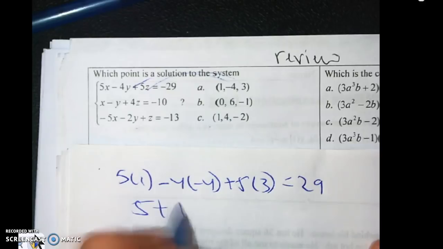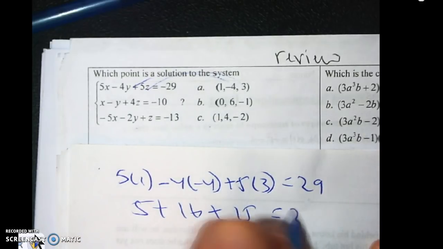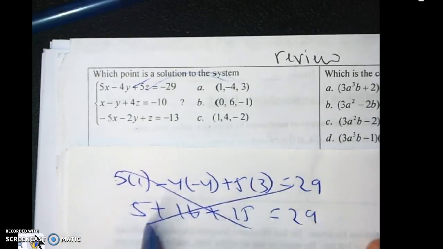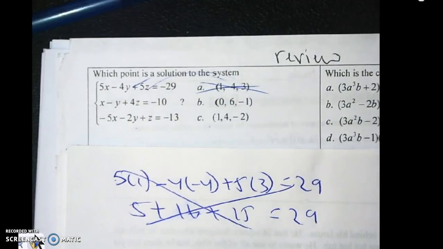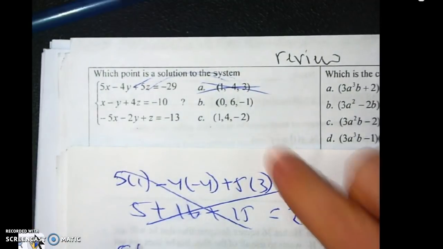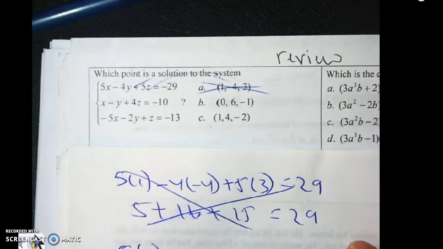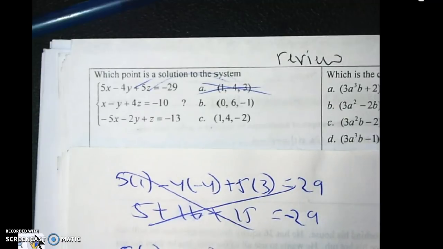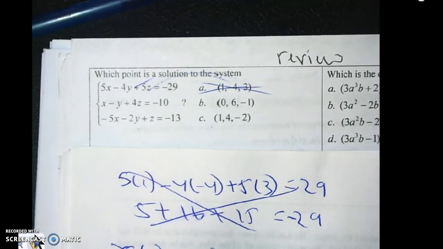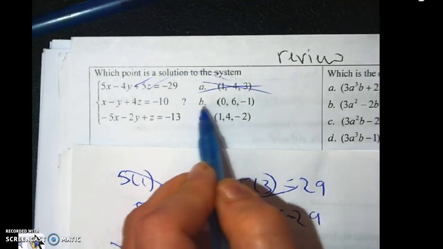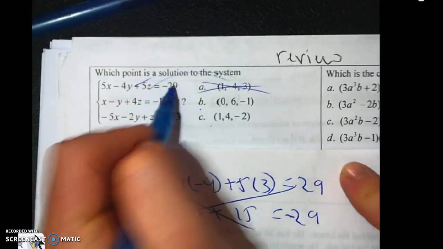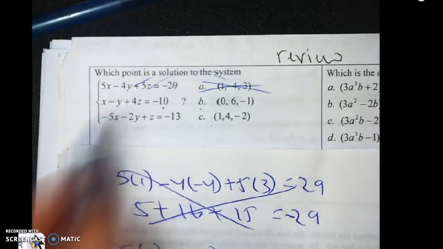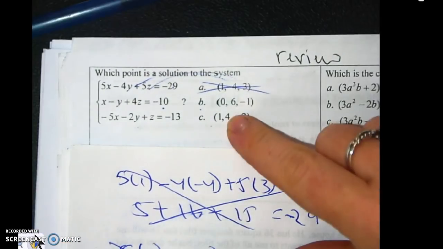So I get 5 plus 16 plus 15. Does that equal 29? It doesn't, so it's not the first one. So now I do the second one, but I plug in 0, 6, and -1. Oh, it's -29. Even better. So that's 0, -24 minus 5 is -29. It doesn't mean this is the answer. It just means this works for this one. So now I have to try this one and see if it works as well.